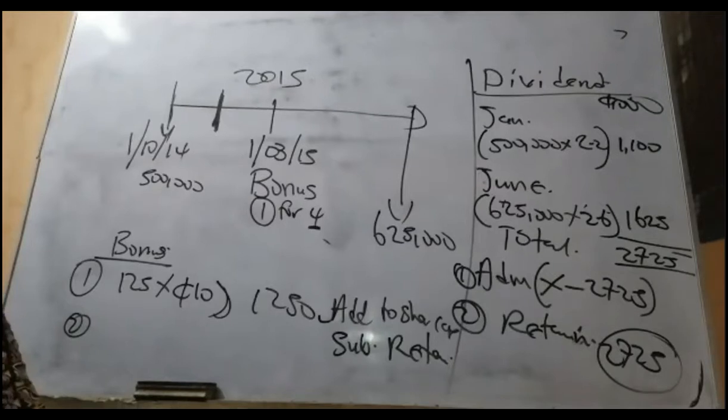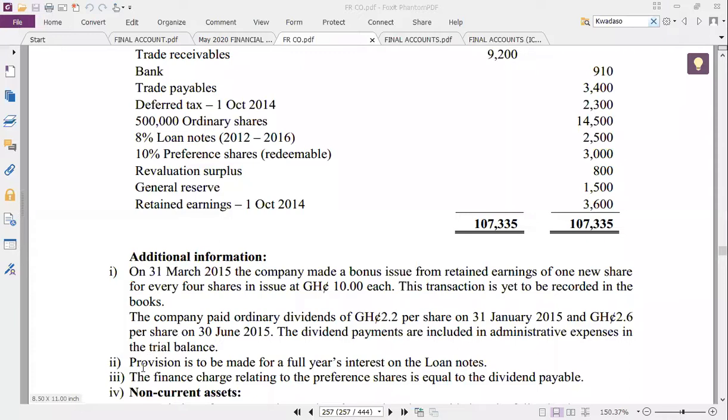So we are done with footnote 1 fully. Now let's go to note 2. Provision is to be made for a full year interest on loan.